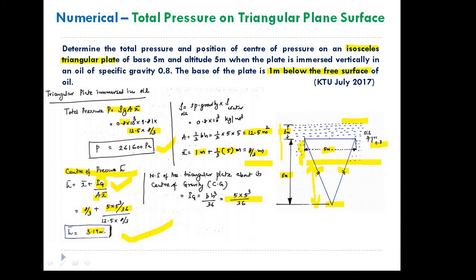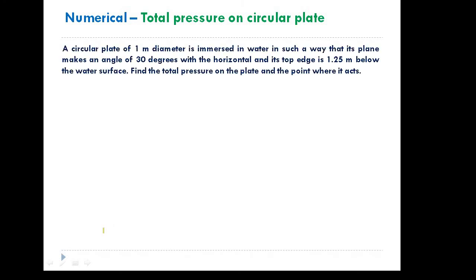Okay, we'll do one more problem. It is regarding a circular plate. In the first problem we took a geometry that is rectangular in nature. The second problem was an isosceles triangle held vertically. This is a circular plate which is held at an inclined position.